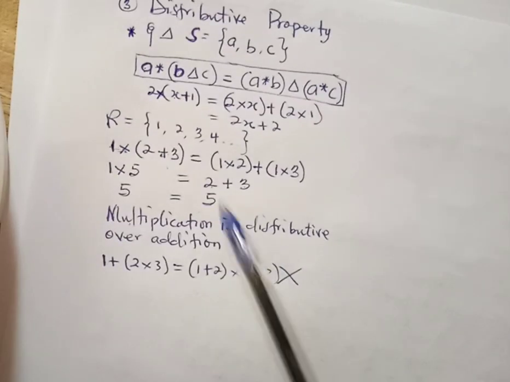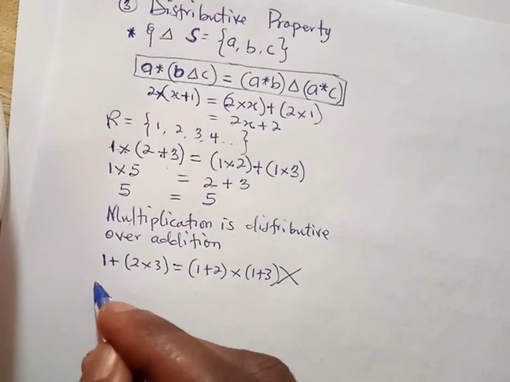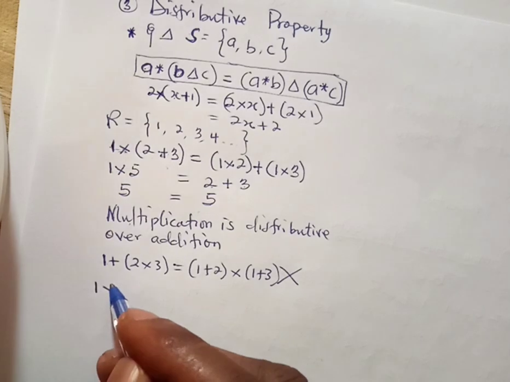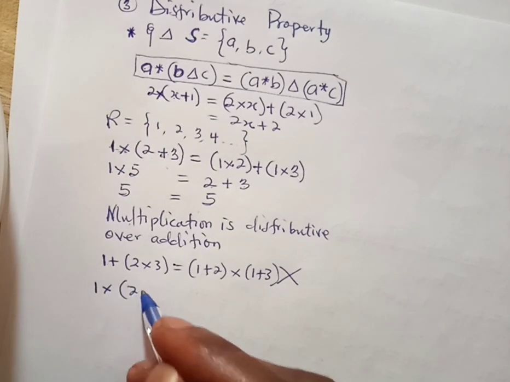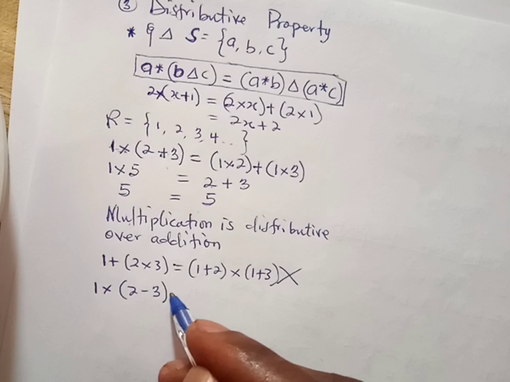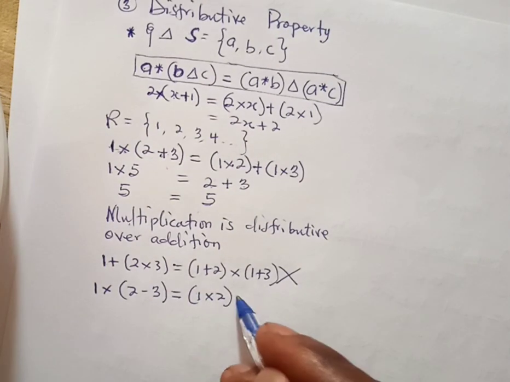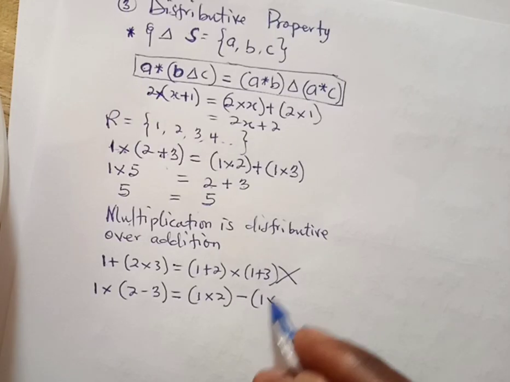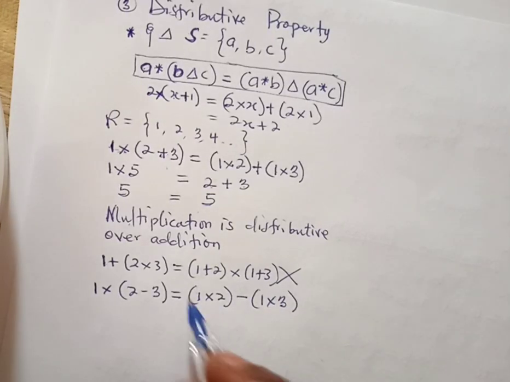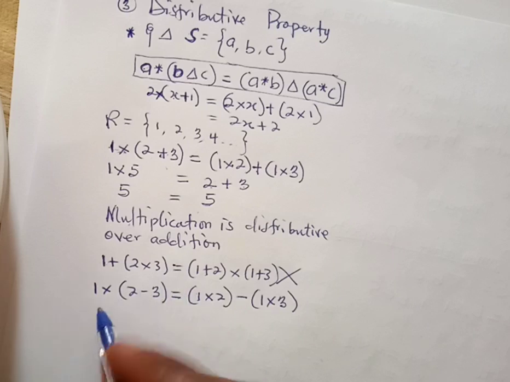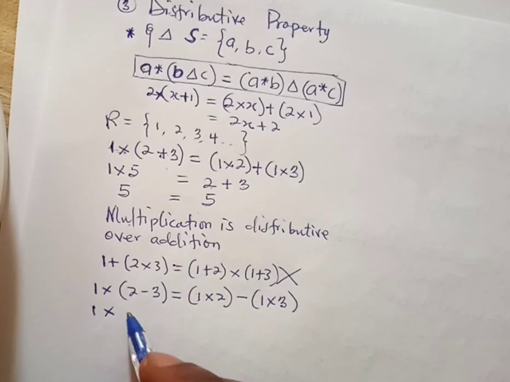So let me try this example. So let's say I'm using the subtraction. 1 times 2 minus 3 should be equal to 1 times 2 minus 1 times 3. As for addition and subtraction, we can do that. So let's do what is in the bracket first. So we are tackling the left hand side. 2 minus 3 gives me what?